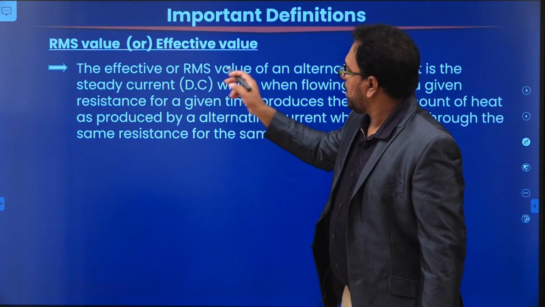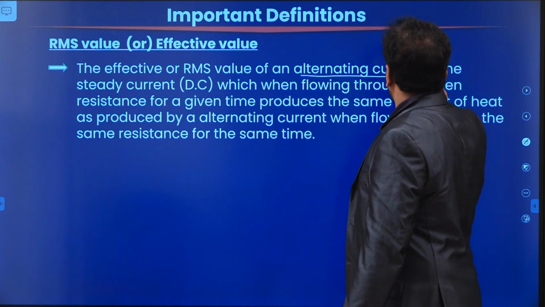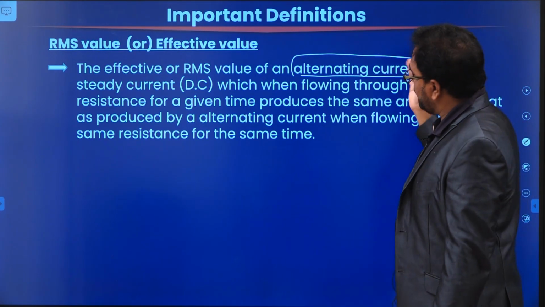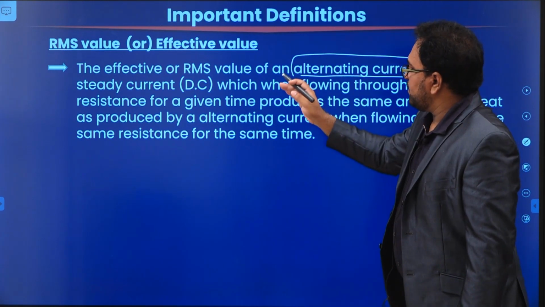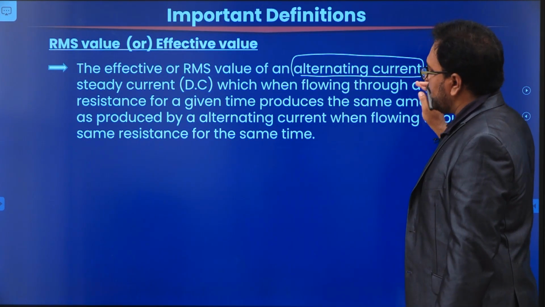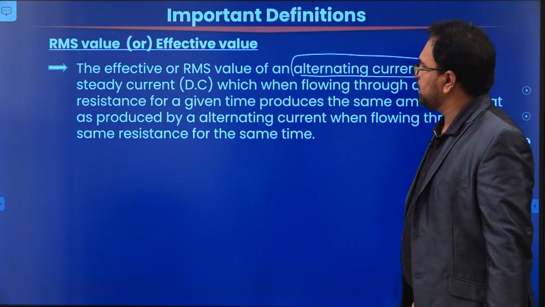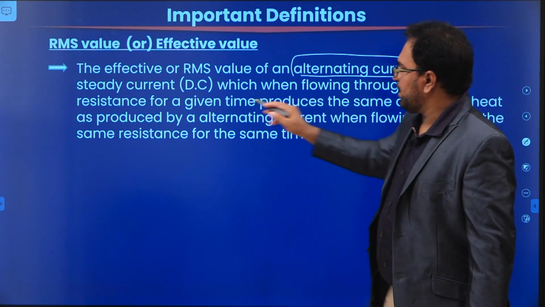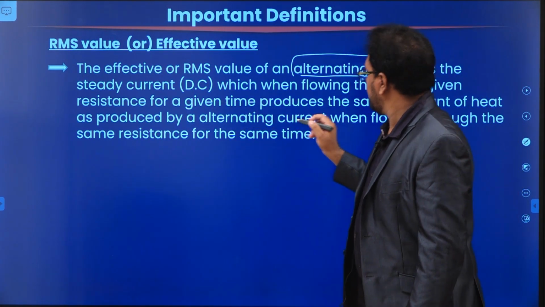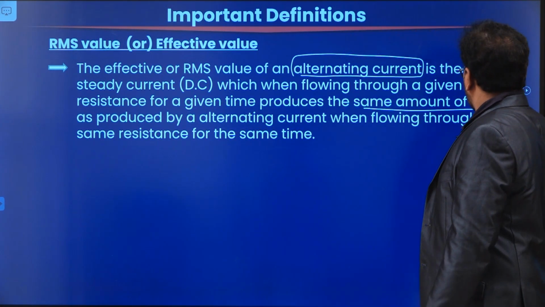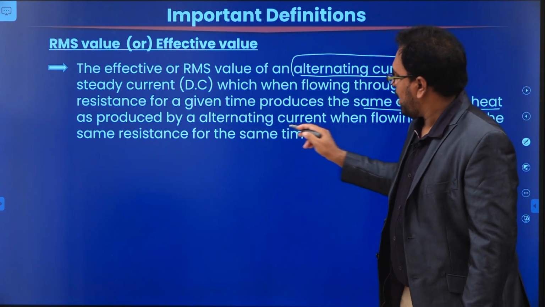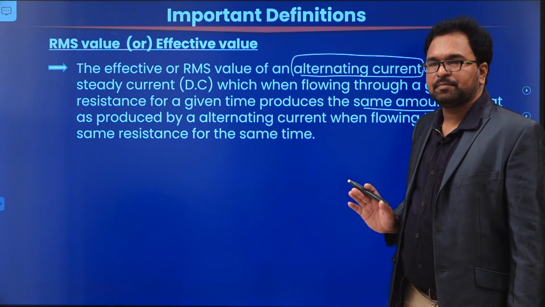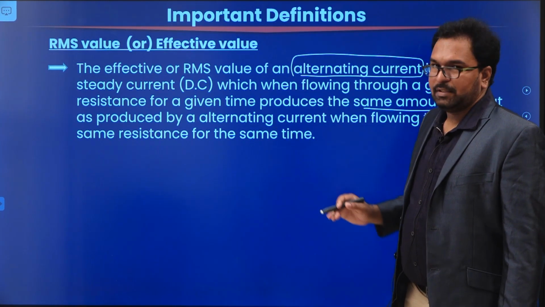The effective or RMS value of an alternating current. Here I have considered alternating current; you can also calculate alternating voltage. The effective or RMS value of an alternating current is the steady current which, when flowing through a given resistance for a given time period, produces the same amount of heat as produced by the alternating current when flowing through the same resistance for the same time. So this is a big definition.